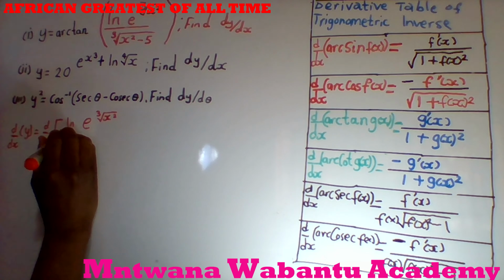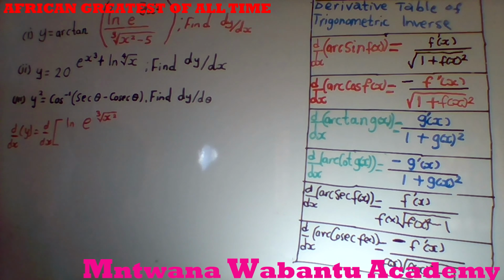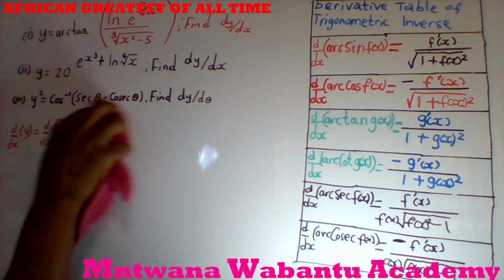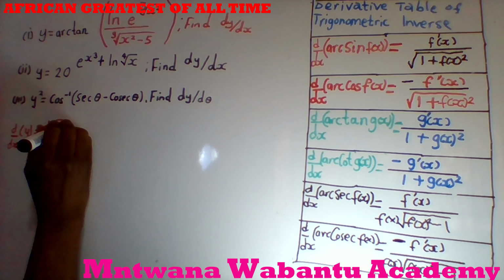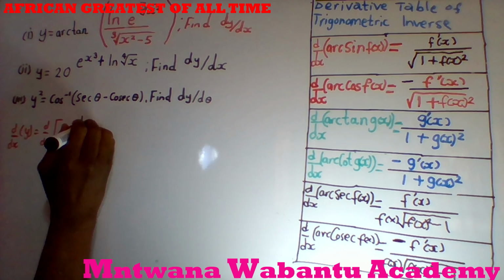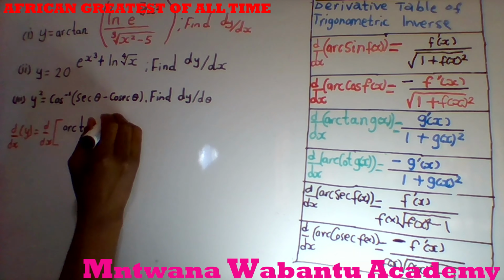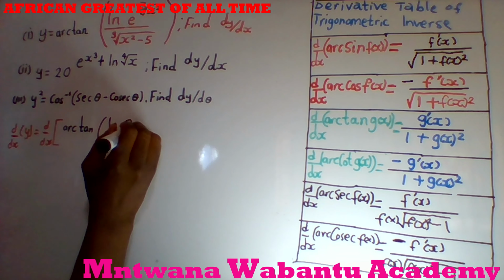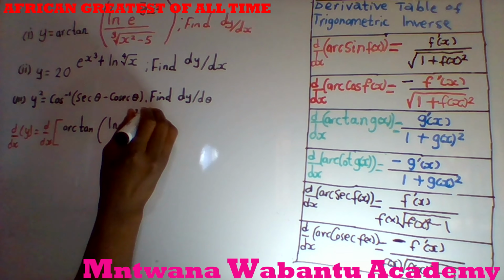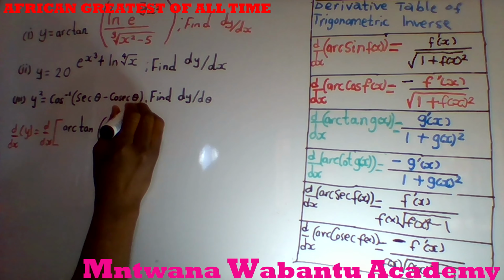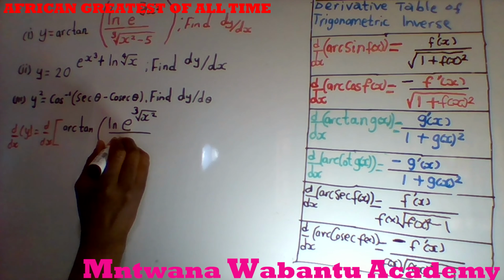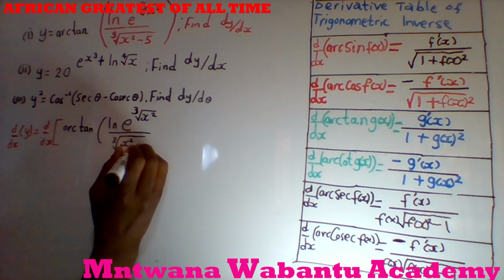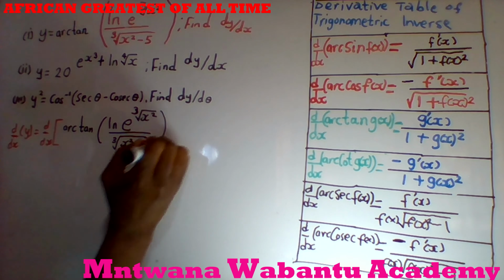So now we say dy/dx on the left, and the right-hand side we got arctan. I kind of forgot arctan, my apologies. So on the right-hand side I have arctan, and then we have ln of e to the power 3, x squared, and then over x squared minus 5 in the bracket. This 3 has to be clear.